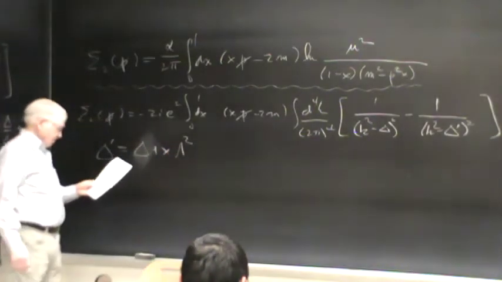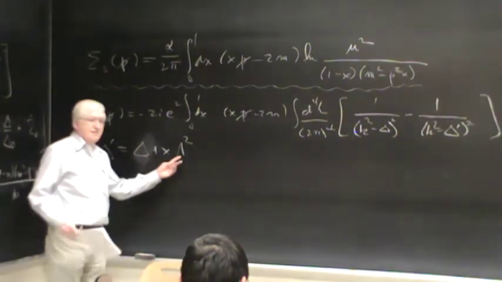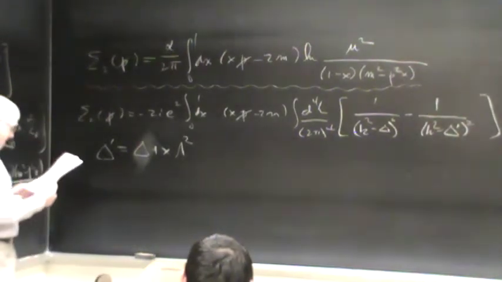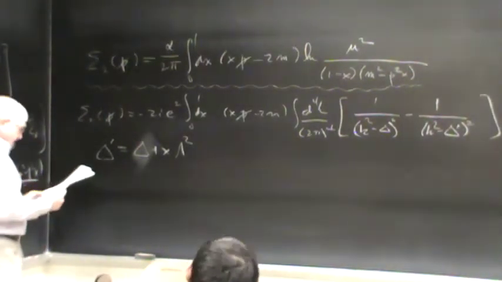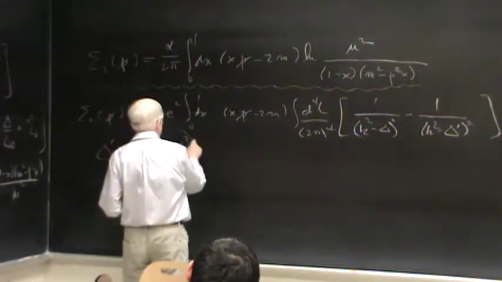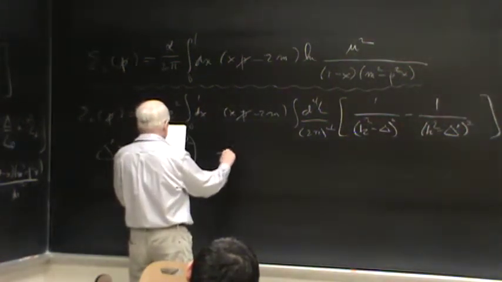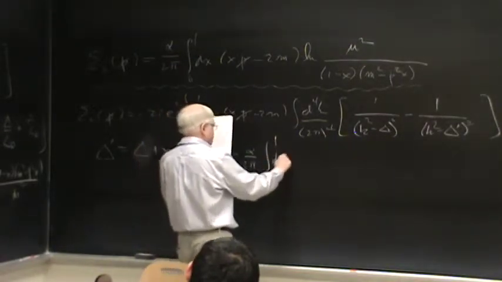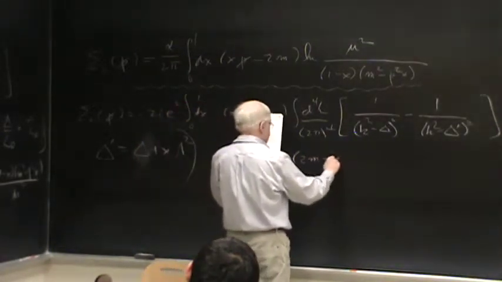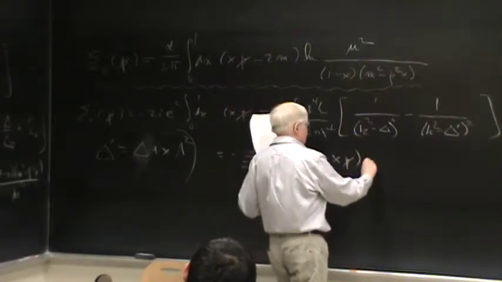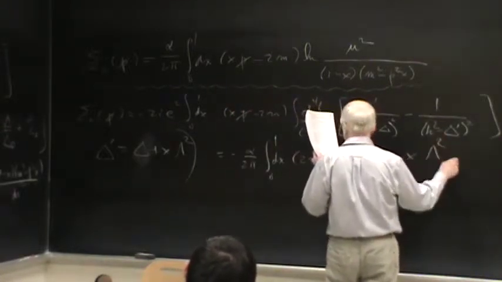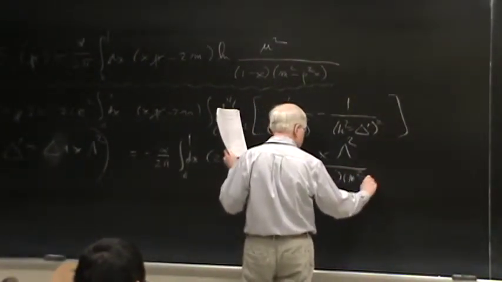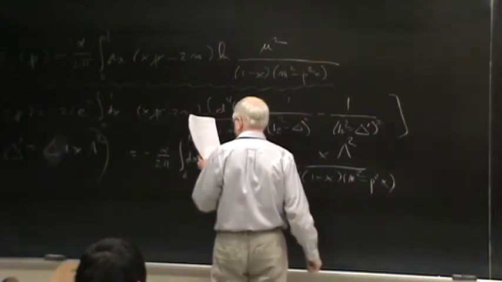So delta is 1 plus x lambda squared, where lambda is something that you have to send to infinity. And so then you get minus alpha over 2 pi, integral 0 to 1 dx, (2m minus x p-slash) log x lambda squared over 1 minus x m squared minus p squared x.